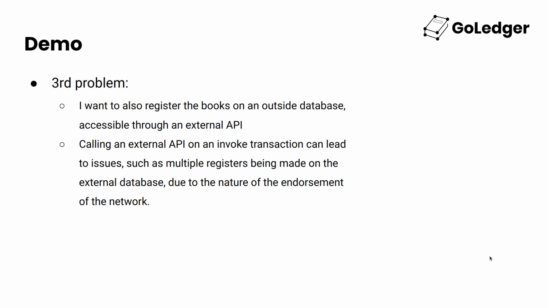Now, for our final issue, I want to register every book that gets registered on the chaincode on an outside database accessible by an API. The problem is that calling an external API on a transaction like this can lead to some issues, such as multiple requests being done to the external API due to the nature of the endorsement of the network. To do this then, I'll use the custom event to solve this issue.